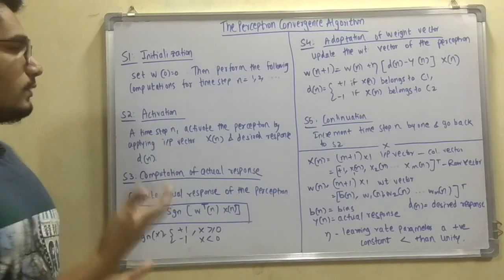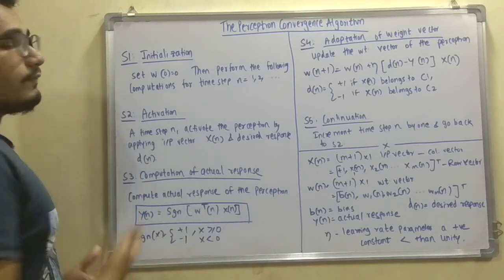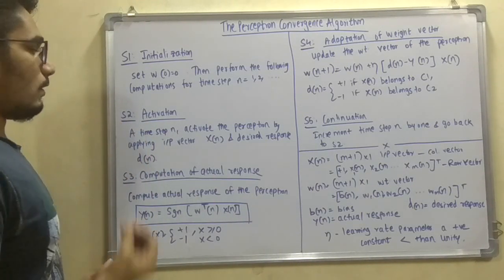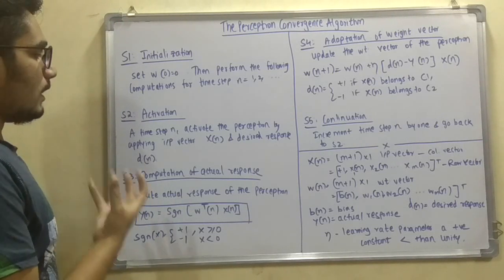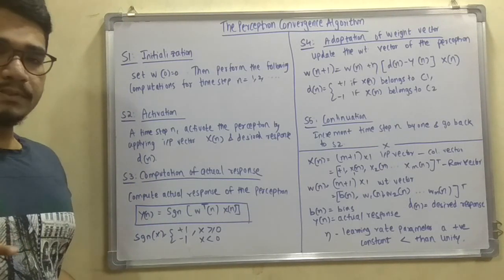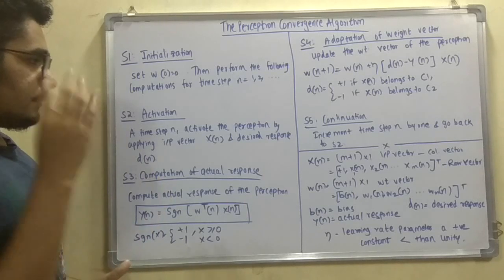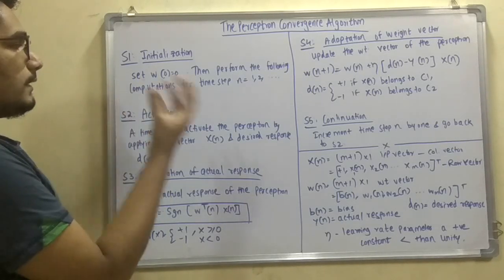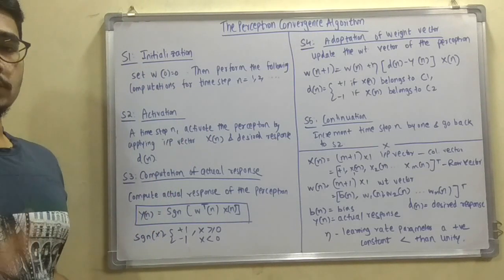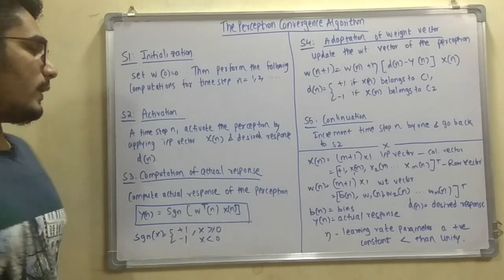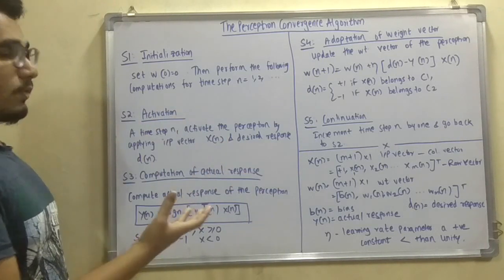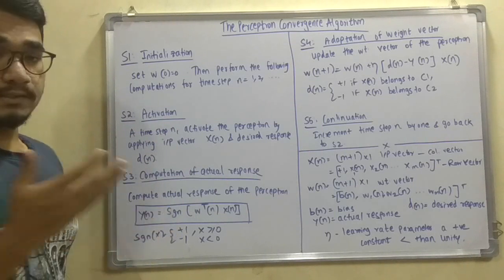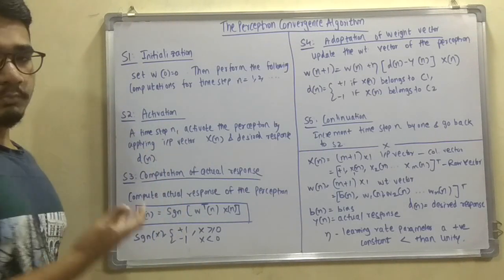Next, when you do the initialization, you need to have the activation. You have to activate those weights, or from the synapses you have to activate those. So at time step n, activate the perceptron. If n is kept as 20, then when you reach step 20, activate this perceptron by moving on to step 2 and applying the input vector, that is xn, and desired response dn.